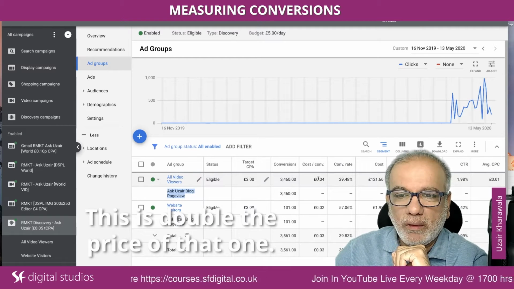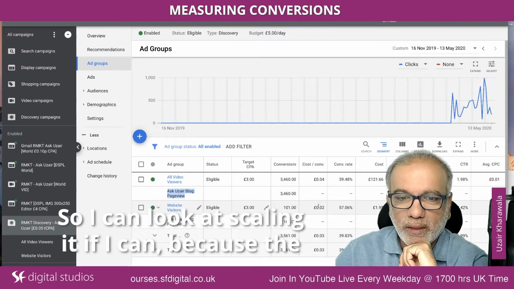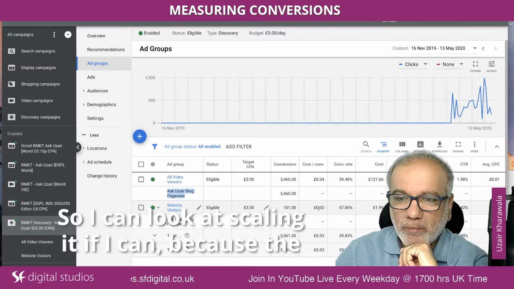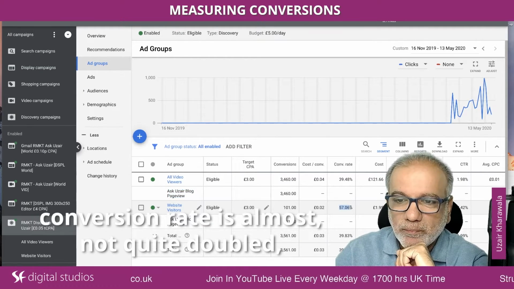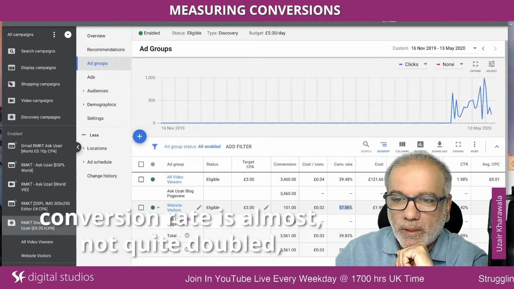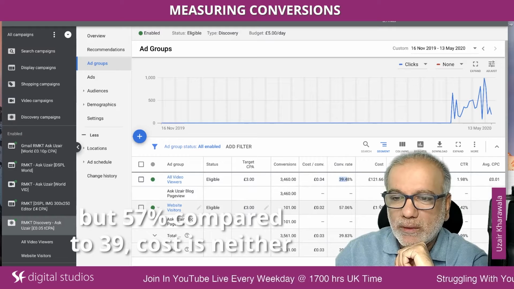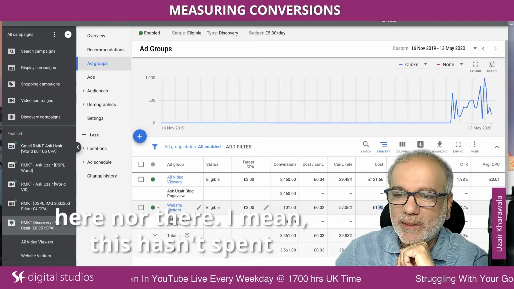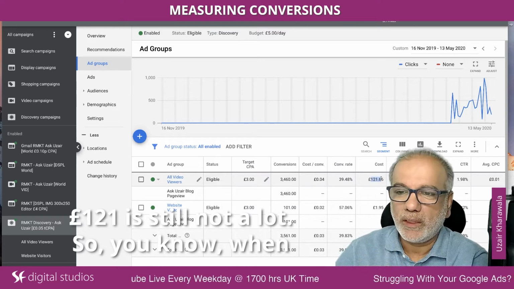This is double the price of that one. So I can look at scaling it if I can, because the conversion rate is almost not quite double, but 57% compared to 39. Cost is neither here nor there. I mean, this hasn't spent anything at all. I mean, in Google terms, 121 pounds is still not a lot.